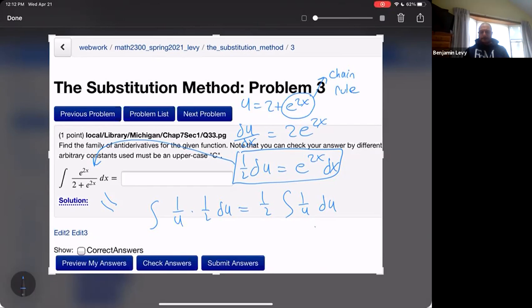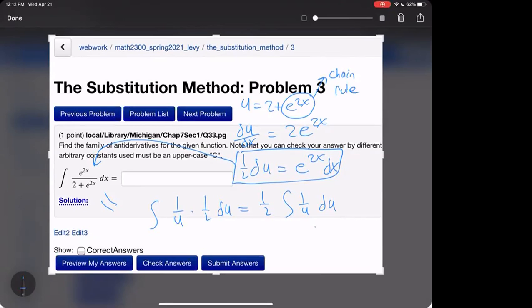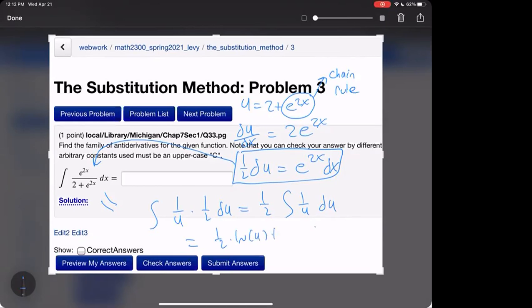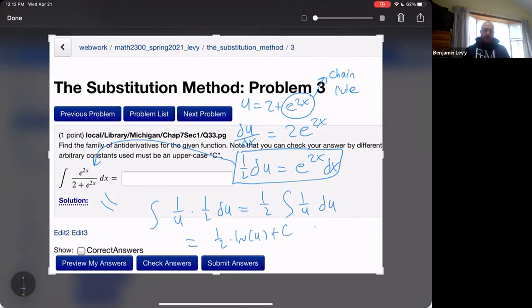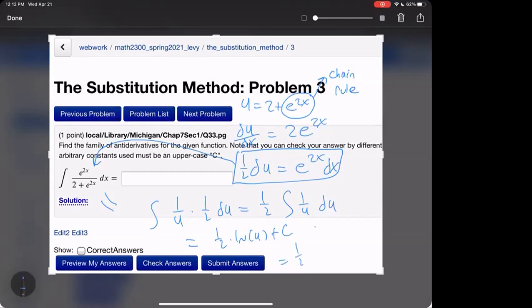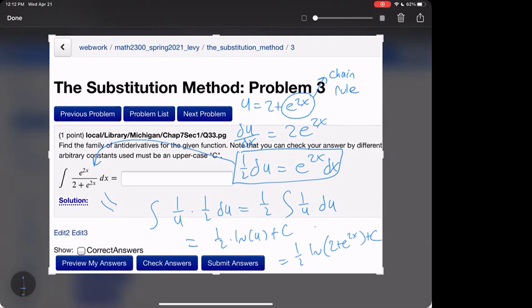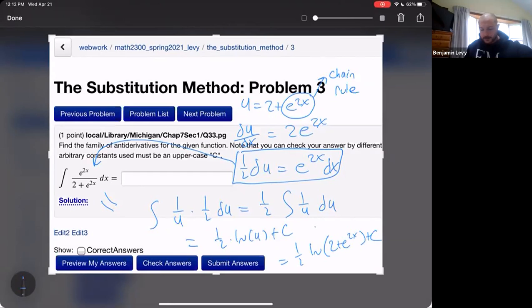So what's the next step? You would just get the antiderivative. Which is? It's going to be 1/2 times ln u, plus c. And then we just put the u back in. What happened to the integral sign? We did the integral, right? When you integrate 1 over u, it becomes natural log.